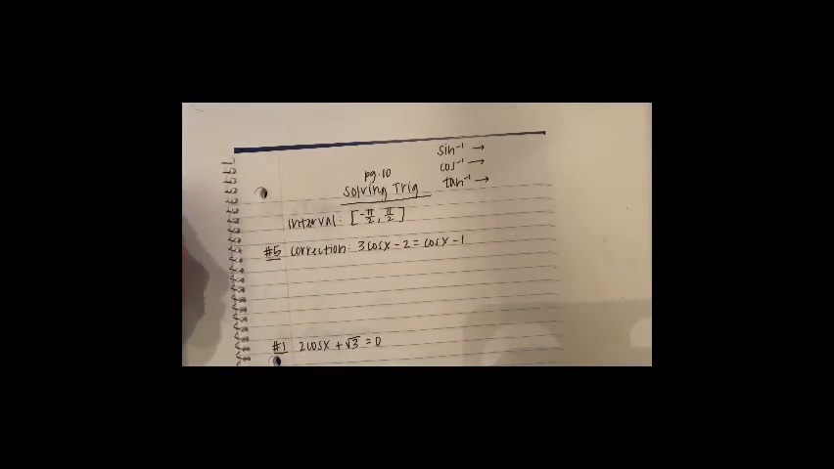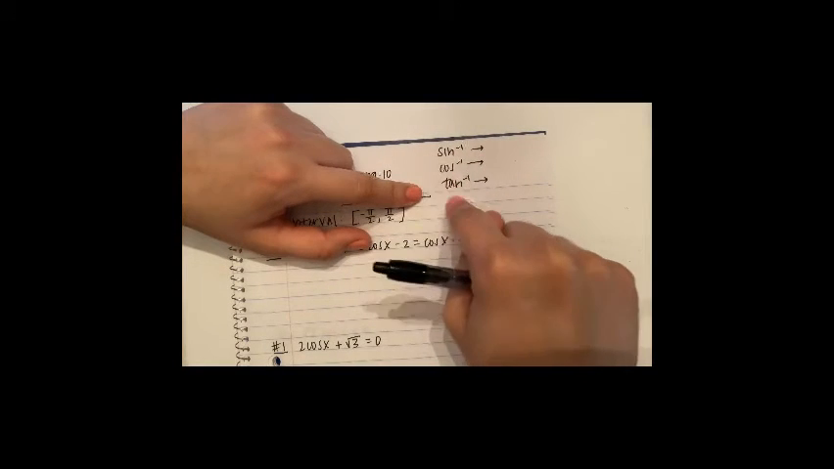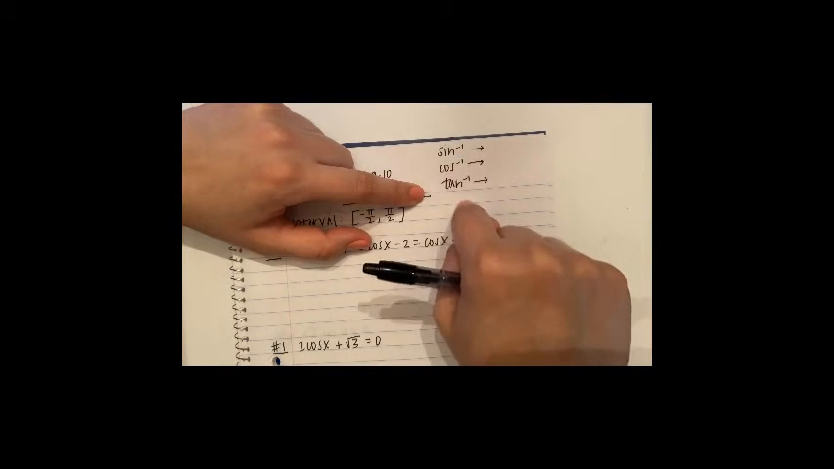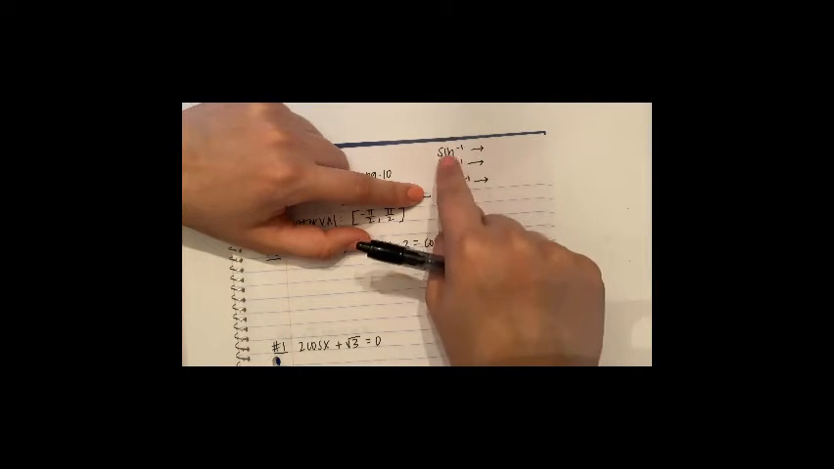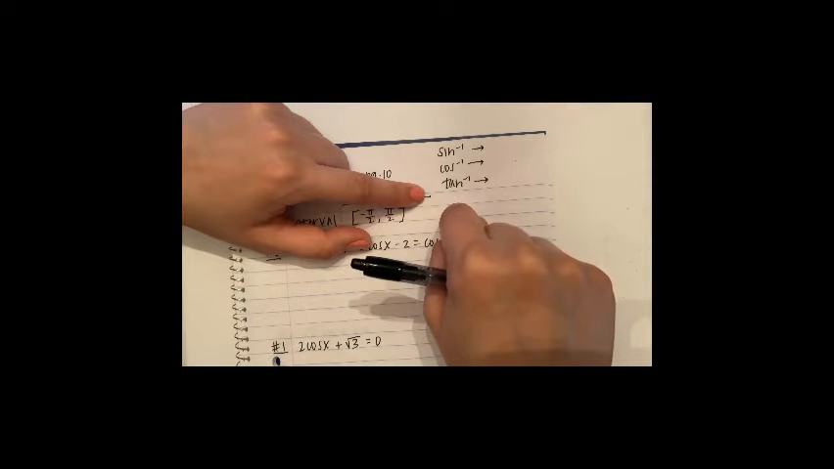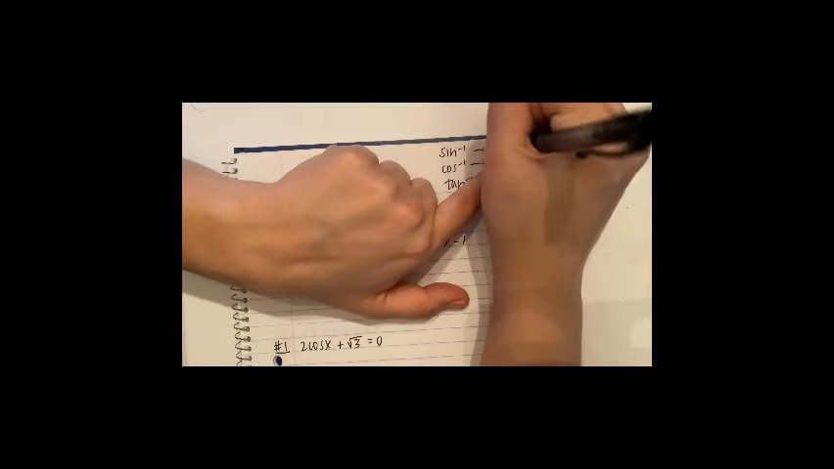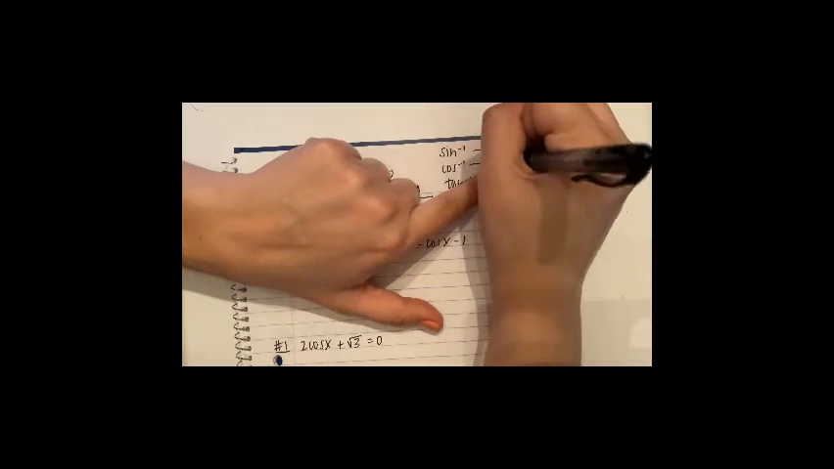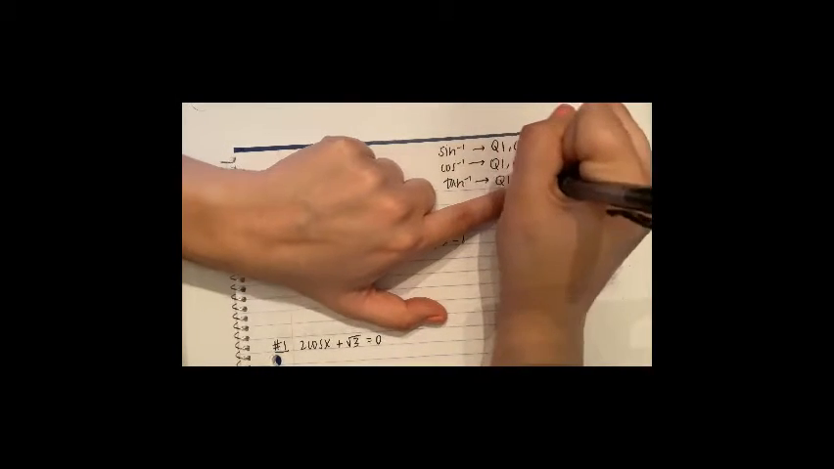I don't have my packet with me, but I rewrote all the problems from your packet. And on the top of page 10 here, I want us to take some notes. So we're going to be using these inverses, and we have to recall from when we graphed inverses earlier that these three inverses only exist in two quadrants. Sine only exists in quadrant 1 and quadrant 4. Cosine is 1 and 2, and tangent is 1 and 4.